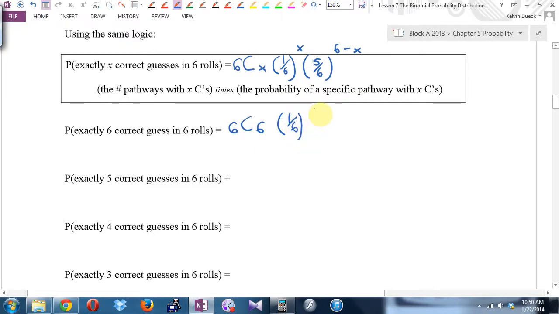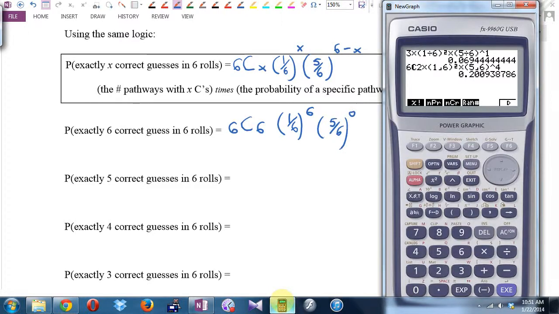How many do you want correct? What's the probability of getting it wrong? 5 out of 6. How many do you want to get wrong? 0. Pardon me? Anything to the 0 is 1, not 0. So it doesn't cancel. You're not going to get a 0 as an answer.